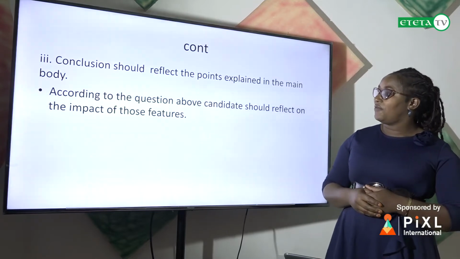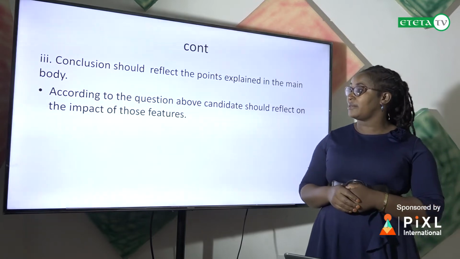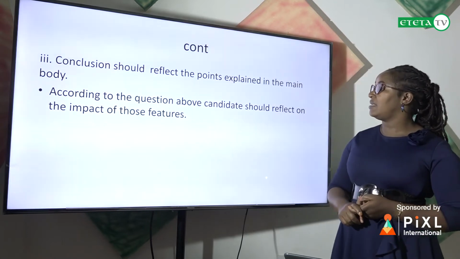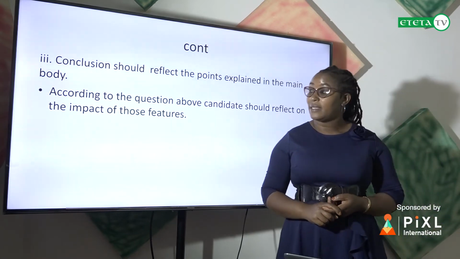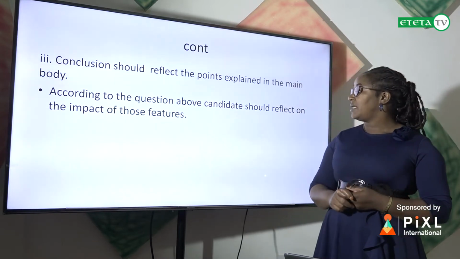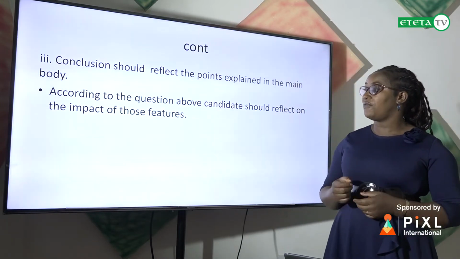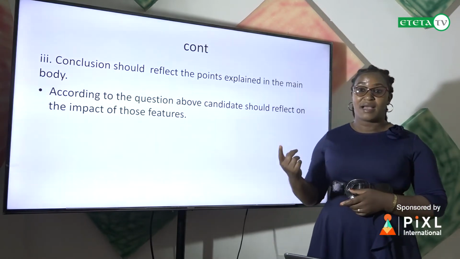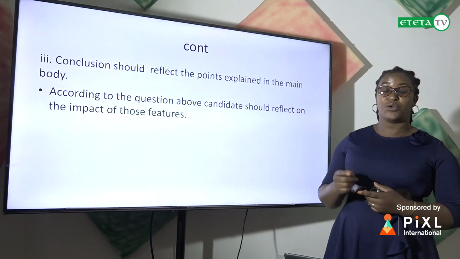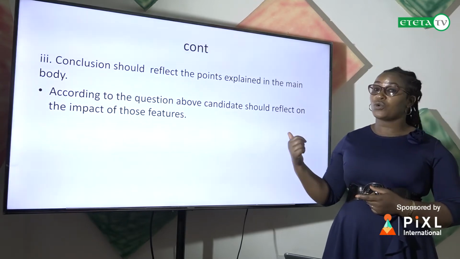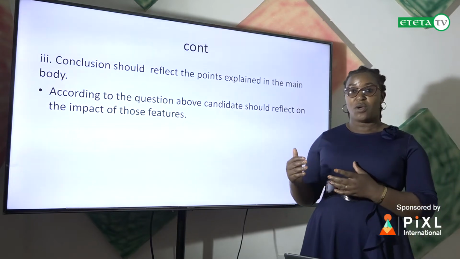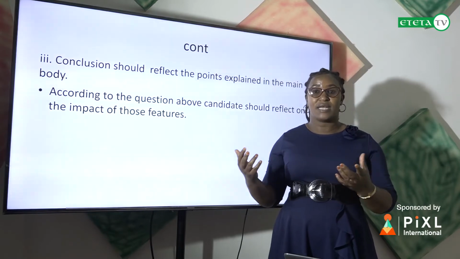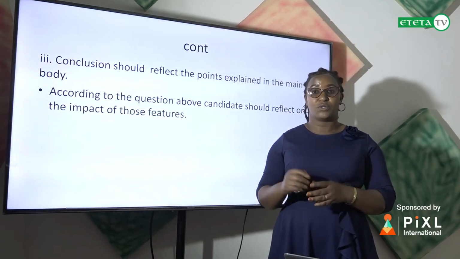And the last part of this question should be the conclusion. The conclusion here should reflect the points explained in the main body. According to the question above, the candidate should reflect the impact of those features. As we said, our question demanded the candidate to state the features of colonial trade and commerce. Now here, under this conclusion, the candidate must show how this colonial trade affected the Africans, or sometimes the Europeans or Asians.